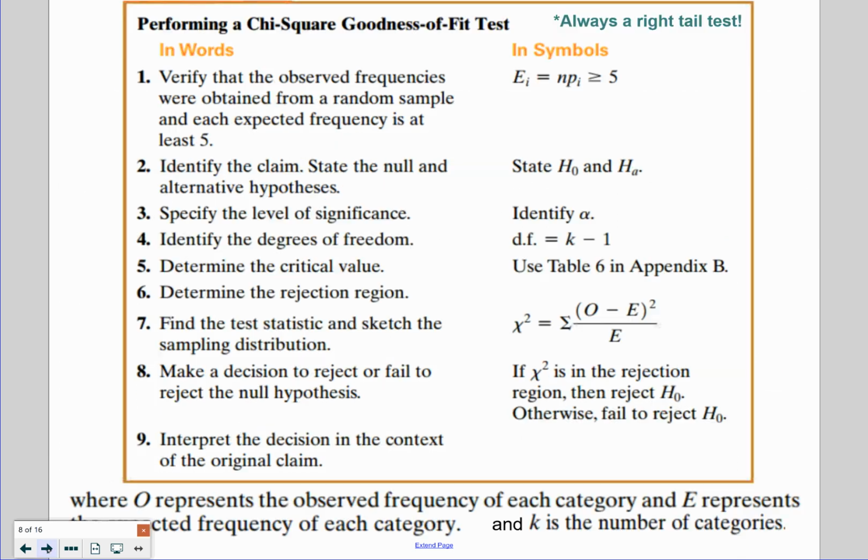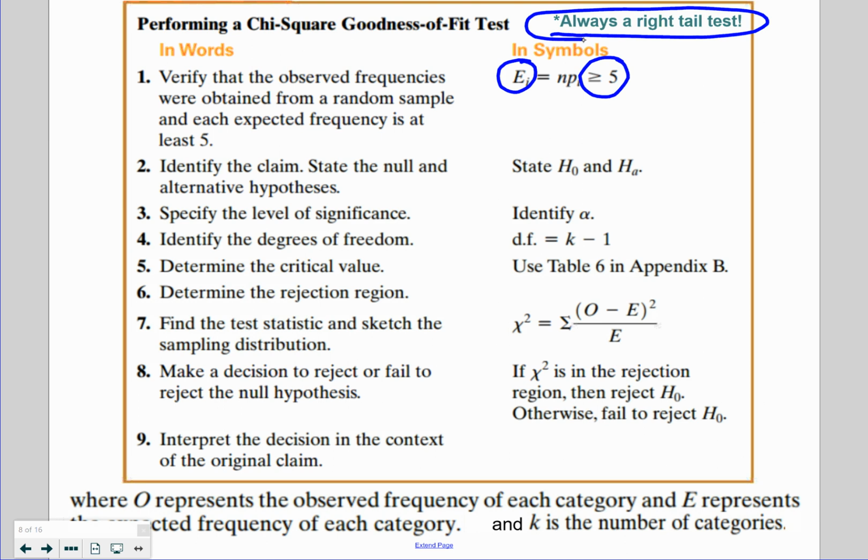All right, on your paper is this chart here. So here are going to be our steps for our goodness of fit test, which is really going to look like hypothesis testing. So the first thing we're going to do is we're going to have observed frequencies, and we're going to calculate the expected frequencies. Each expected frequency needs to be greater than or equal to 5. If it isn't greater than or equal to 5, then we can't do the goodness of fit test. Also, this will always be a right tail test because of the shape of the chi-square distribution.